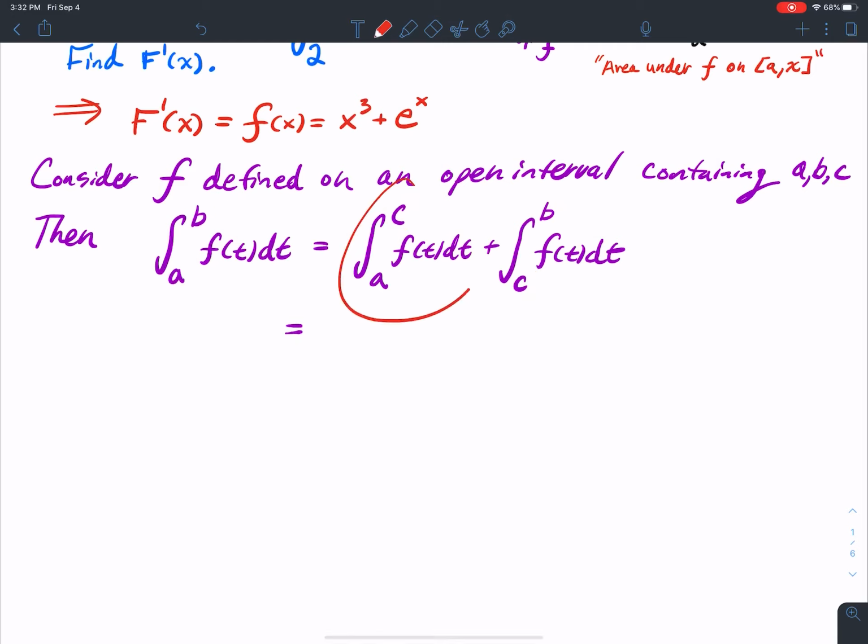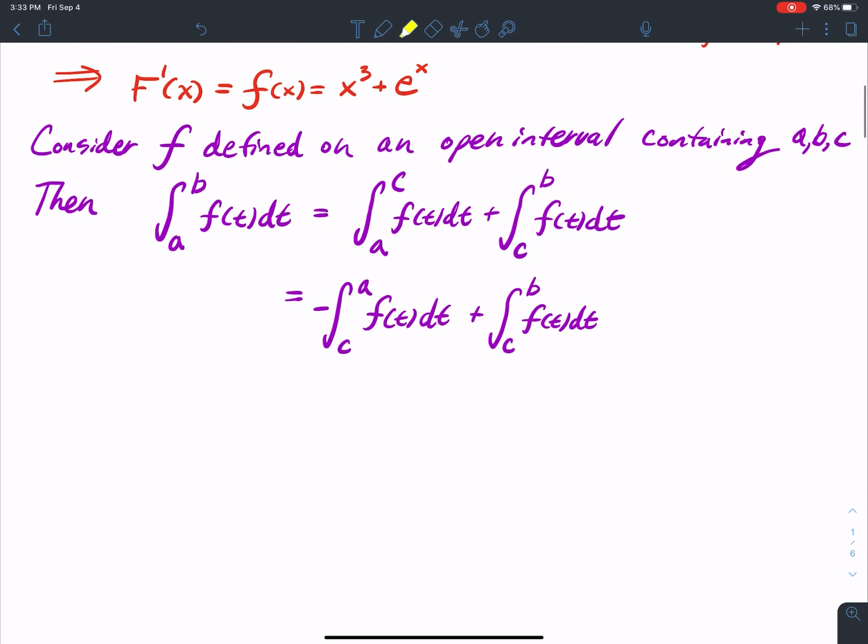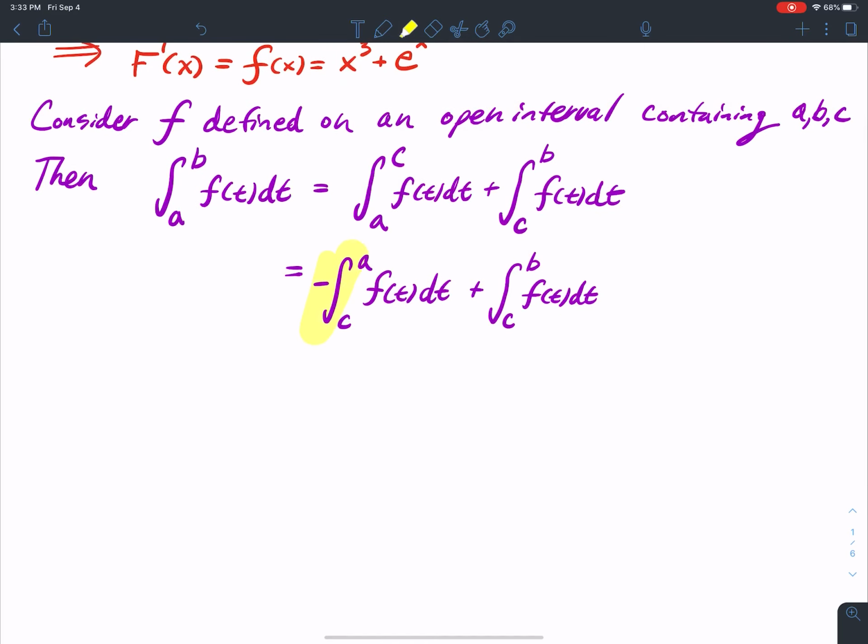And so now what I'm going to do is use another property, okay? So instead of starting with a and ending with c, I'm going to start with c and end with a. But if I flip the bounds here, what happens? Well, I get the negative out front. Remember that property from properties of definite integrals? And then I'm going to keep this the same. No reason to mess up something that's perfect, right? Okay. So now what am I doing here?